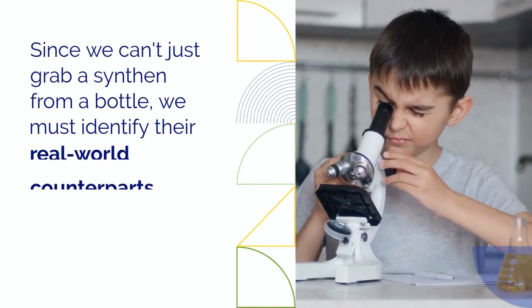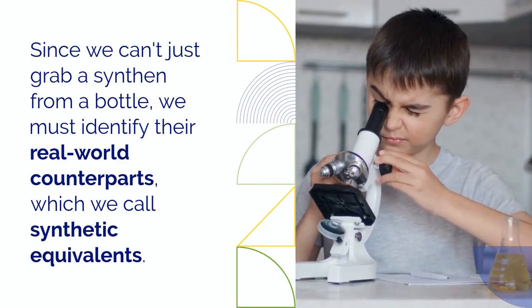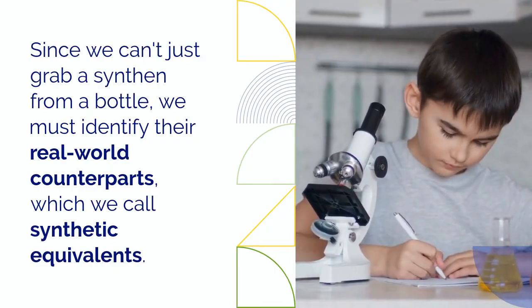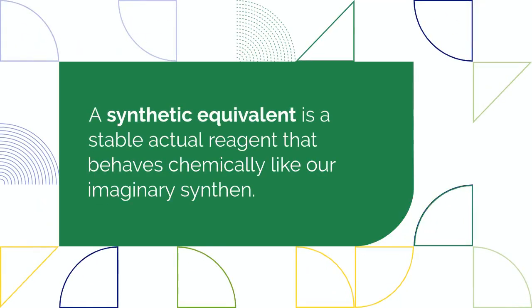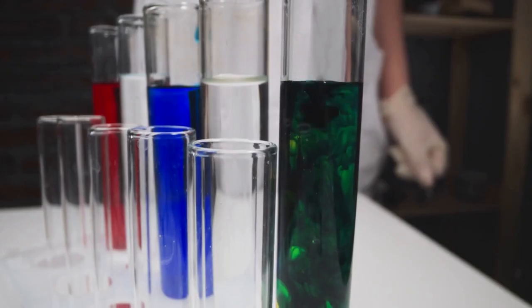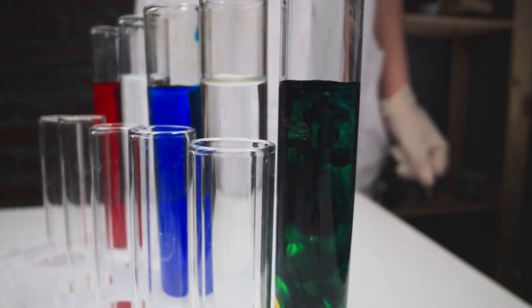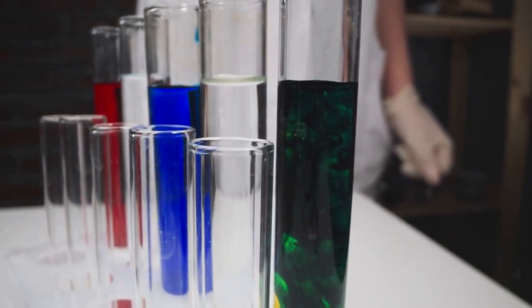Since we can't just grab a synthon from a bottle, we must identify their real-world counterparts, which we call synthetic equivalents. A synthetic equivalent is a stable, actual reagent that behaves chemically like our imaginary synthon. For instance, a very common synthetic equivalent for a carbanion synthon is a Grignard reagent.